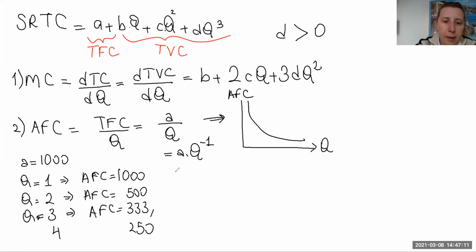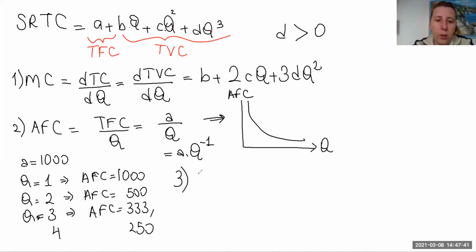Okay. The third one, it's always decreasing, but it never touches the horizontal axis. Please notice that when Q goes to infinity, it will just get nearer and nearer to the axis, but it never touches the horizontal axis. It will never go to 0, only at infinity.